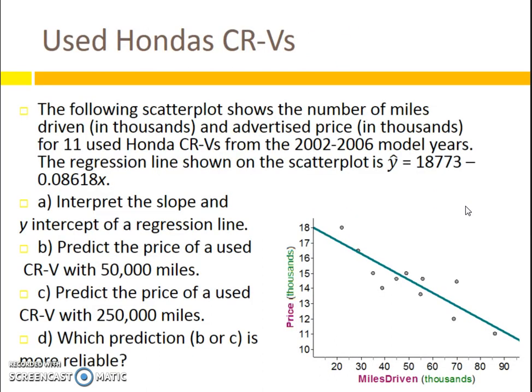All right, let's look at another example together. So we have a scatter plot. It's showing the number of miles driven in thousands and advertised price also in thousands for 11 used Honda CR-Vs from the 2002-2006 models. We have our regression line shown here, and there is our line of best fit, our regression line equation. So interpret the slope and the y-intercept, make some predictions. Which prediction is going to be more reliable?